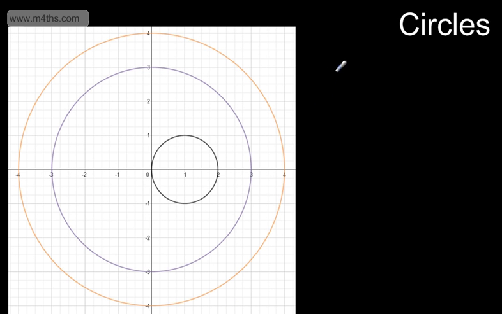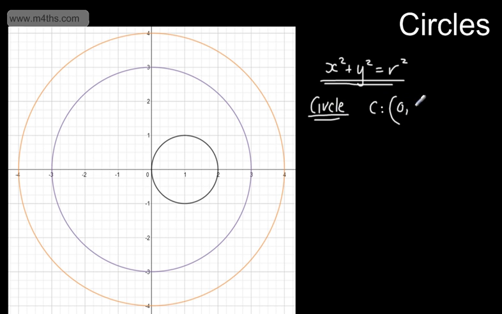At this level, generally speaking, we would write the equation of a circle as x squared plus y squared is equal to r squared, where r is the radius. This gives us a circle with a centre of 0, 0, and a radius of r units. So if I said now x squared plus y squared is equal to 9, this would give us a circle. It would have its centre at the origin, and it would have a radius of 3. That's the blue one on here.